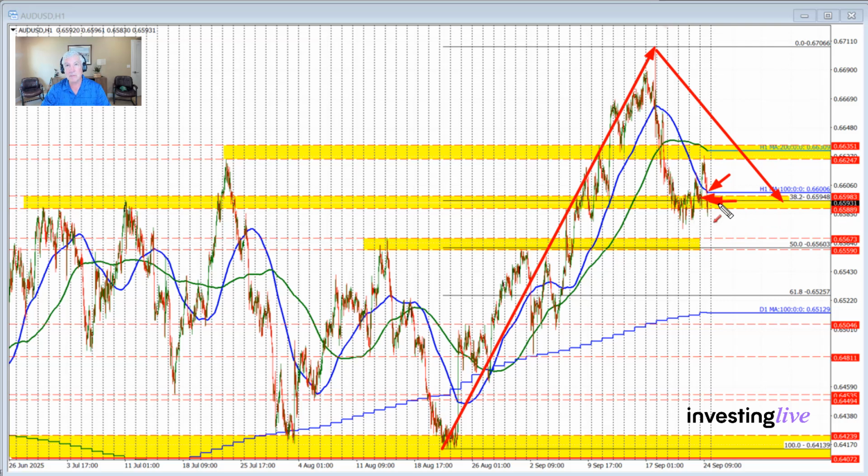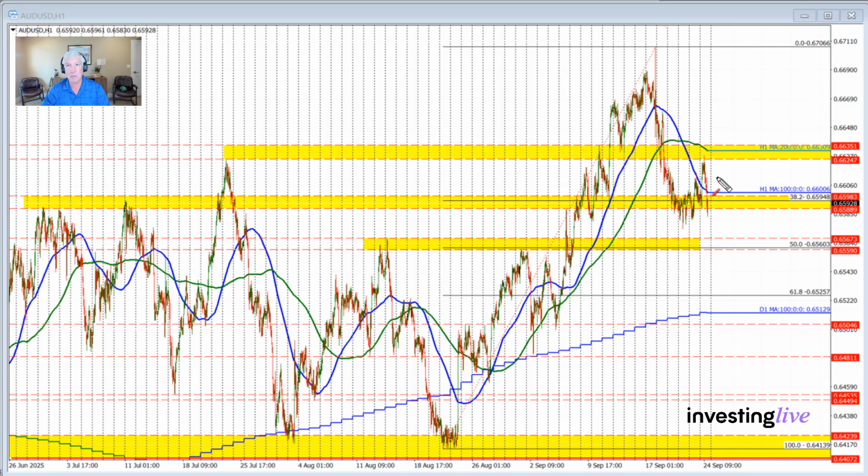So lots of reasons for the buyers to come in between this 0.6588 level and the 0.6600 level where the 100-hour moving average sits. But as you can see, the price did move below that level, but has since rebounded back into this area. So what does it say going forward?